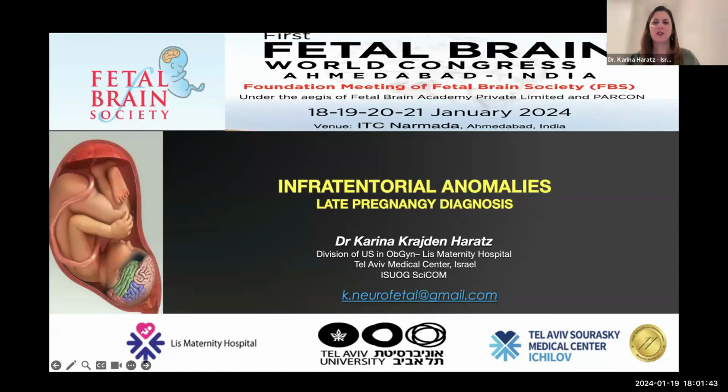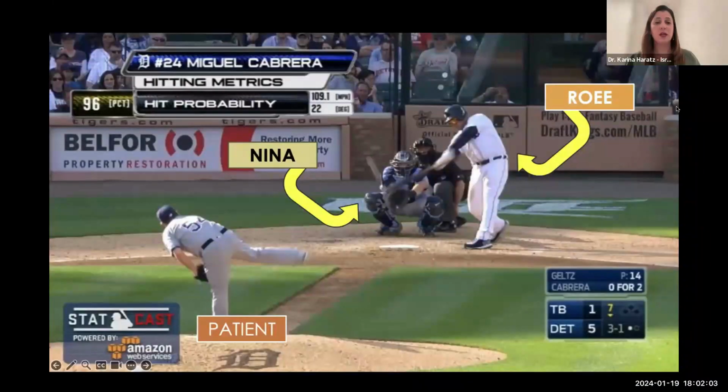Okay. So we are going to speak about the late diagnosis of the infratentorial abnormalities. We have spoken a little bit about it yesterday, and Rui has brilliantly introduced the early diagnosis of these entities. And you see here, when the patient comes, then Rui will be the first to catch, but sometimes we can't. And then someone needs to be in the back, of course, to take the ball.